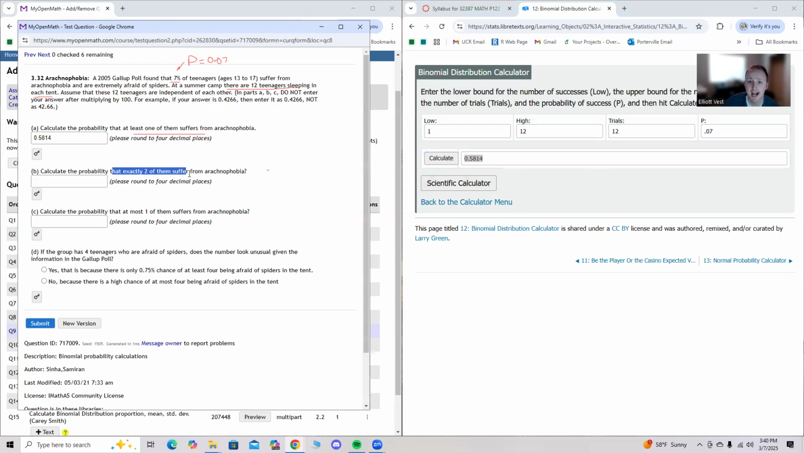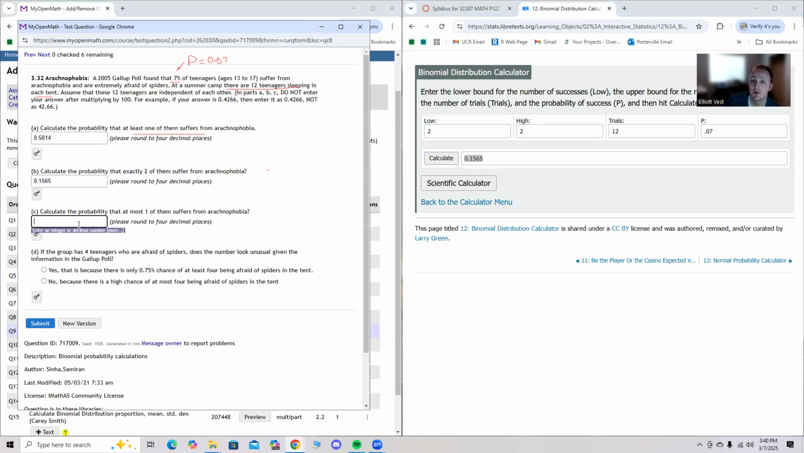Calculate the probability that exactly two of them suffer from arachnophobia. So we have the same number of trials and the same percentage of success. What is our low? Our low is 2, and our high is 2. That's what it means to be exactly 2. Low to high means the range of values I'm looking at here, and I'm wanting to look at exactly 2. Therefore, I calculate and get that as my answer. So 15.65% chance, and 58% chance for the other one.